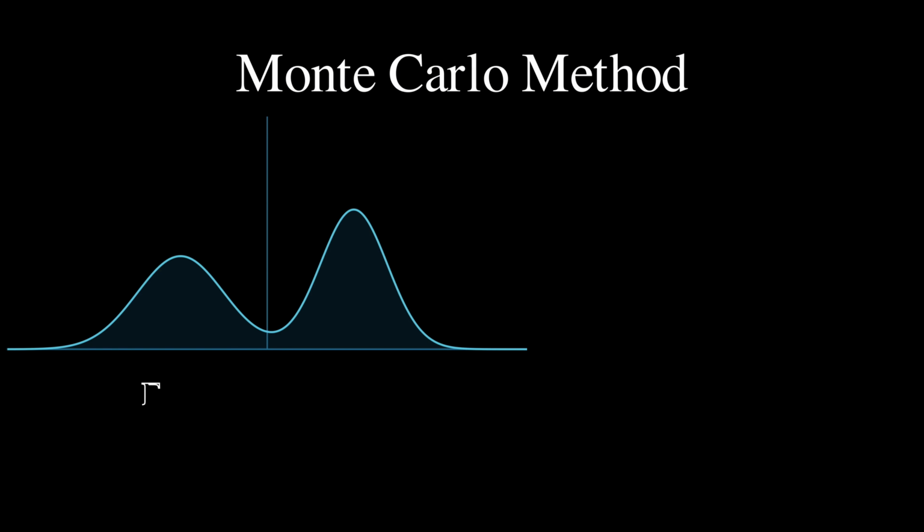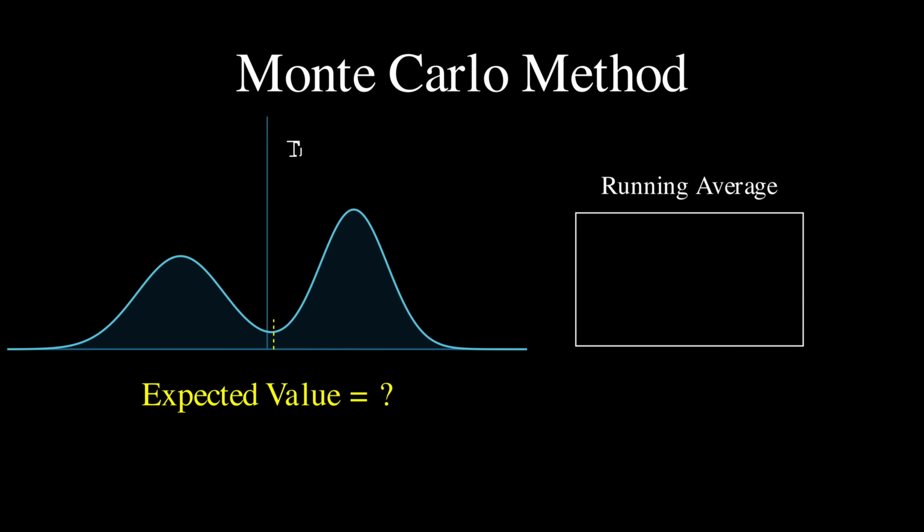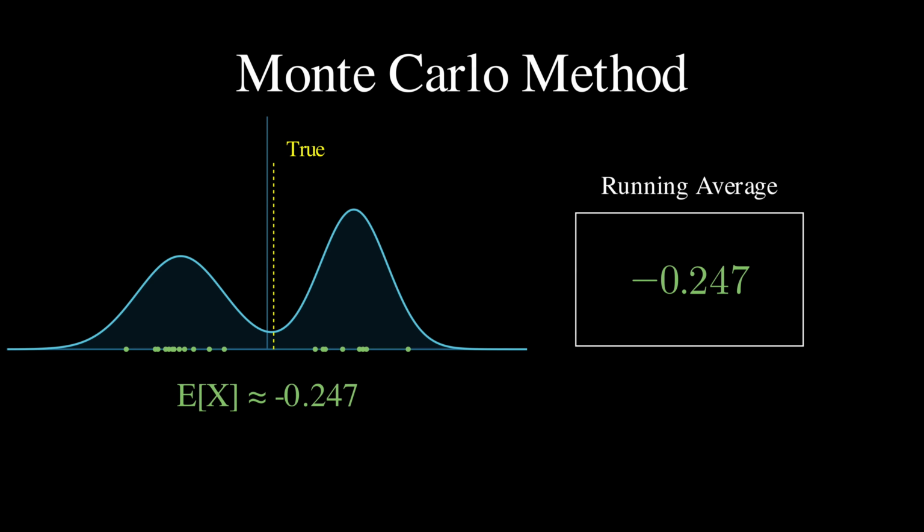The Monte Carlo part comes from using random sampling to estimate quantities we can't calculate directly. Imagine trying to find the average height of this distribution. Analytically, we'd need complex integrals, but with Monte Carlo, we simply take random samples and average them. Watch as these green dots accumulate and see the running average converge to the true value, shown by the red line approaching the yellow target.